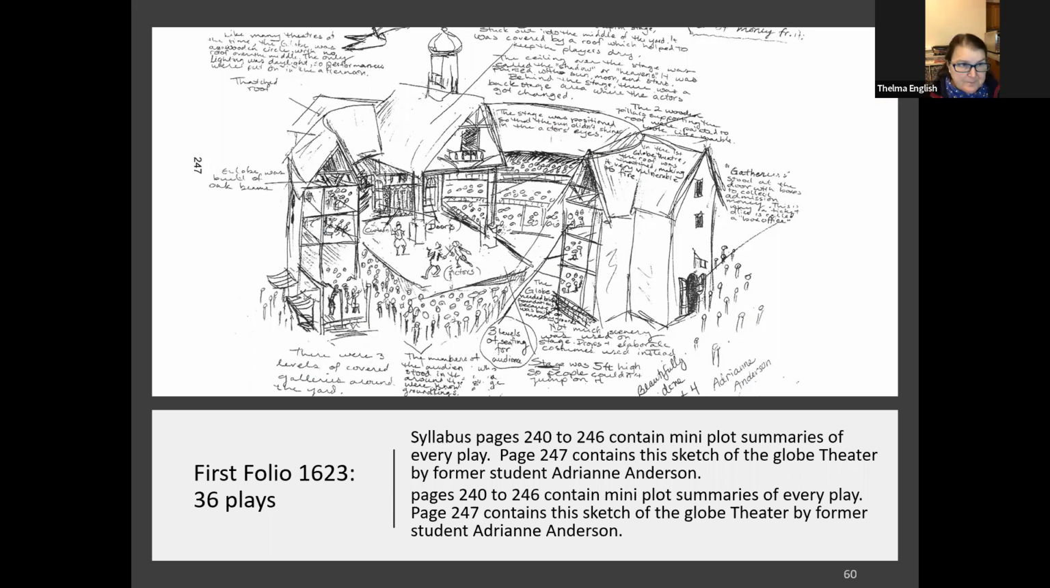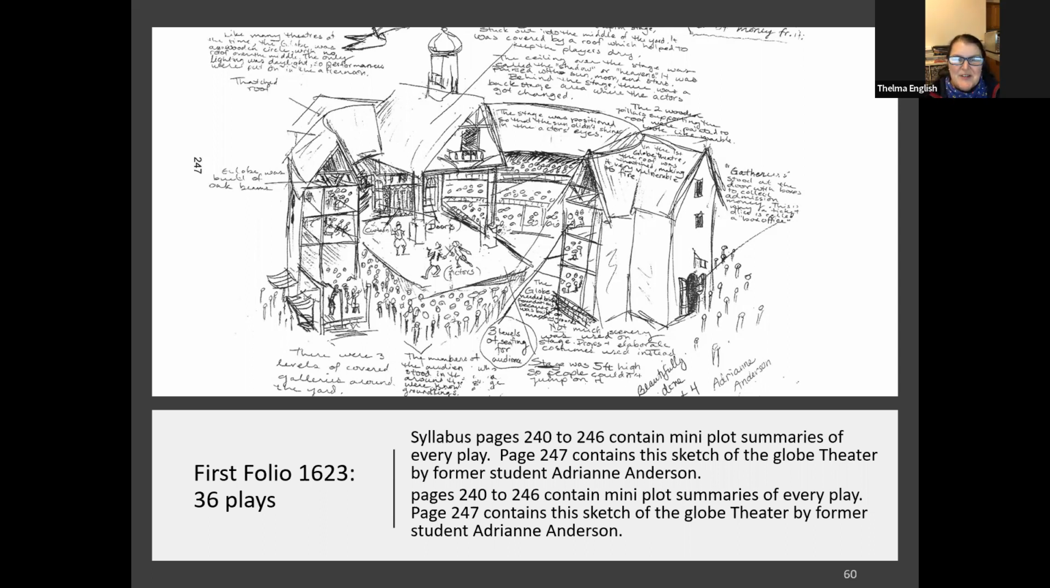Syllabus pages 240 to 246 contain mini plot summaries of every play. Know where that is, mark it somehow. If you see that a play is going to be performed somewhere at a college or a high school or at a summer outdoor Shakespeare festival, anything like that, you need the plot summary to know whether you want to go see it. You might even mark all the comedies. I really do not enjoy the tragedies anymore. I don't enjoy going to see Shakespearean tragedies. I can just watch the daily news if I want tragedy.